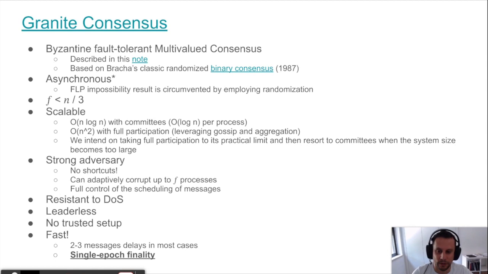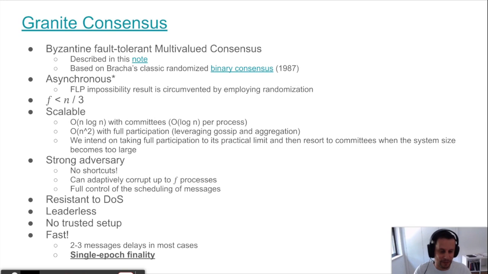So the algorithm assumes a strong adversary. There are no shortcuts here in terms of the modeling. The adversary can adaptively corrupt up to f processes and has full control of the scheduling of the messages in the network. It's resistant to denial of service attacks because one either uses full participation, in which all the nodes participate, or if it uses committees, those committees are secret and the processes involved in that particular step of the algorithm are not revealed until they actually take that step. There are no designated leaders in the algorithm. This also makes it particularly resistant to denial of service.